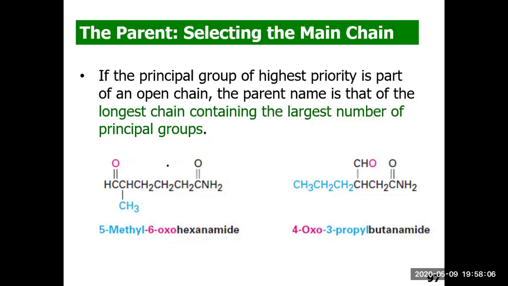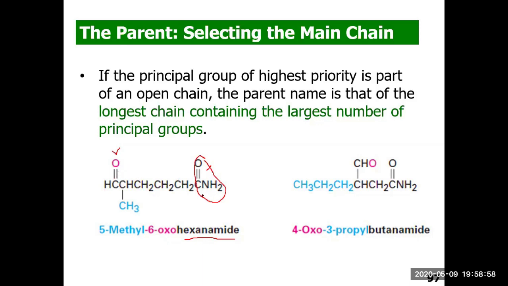Now, let us try to consider these two isomeric molecules. In this case, we have an amide group and we have an aldehyde group. And we know that amides rank higher than your aldehyde. So this molecule will be named as an amide. This molecule is a straight chain, so we have to select the parent, and selecting the parent means we have to choose the longest chain that contains the most number of principal groups. So we recognize that this one is the parent and this one is a subordinate group.